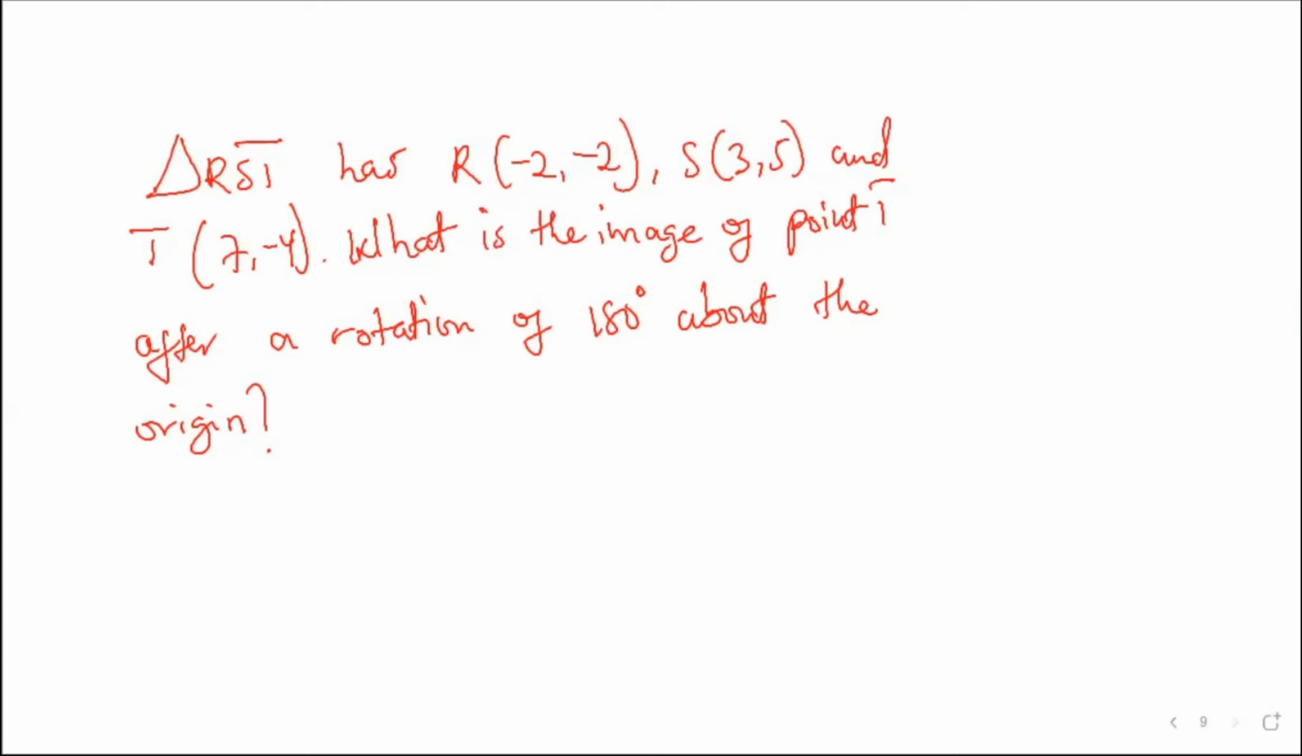Okay, I did get minus seven, minus four. How did you do it? So the image of point C. Point C was 7, -4. Yes. Okay. And the rotation of 180 degrees about the origin, the direction anti-clockwise or clockwise. So meaning we are dealing with what? Clockwise direction. Right? Yes.